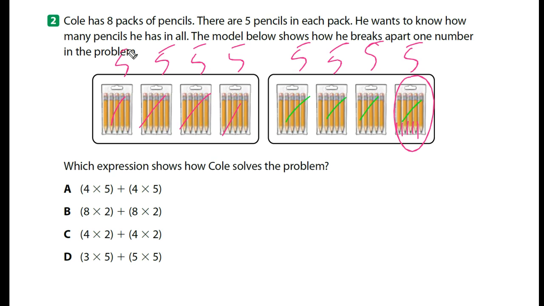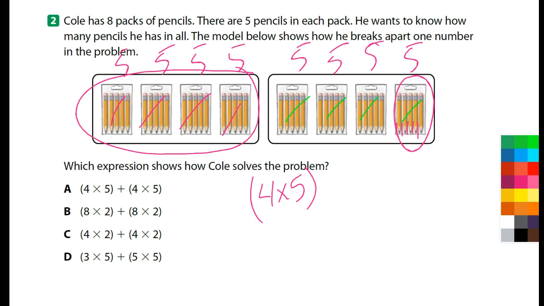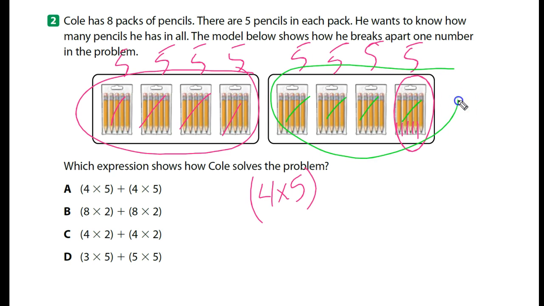So first, I need to make a multiplication equation for the first group right here. In the first group, how many groups do I have? 4. I have 4 of them. Times how many in each group again? 5. So that's my first one. Then I need to make a multiplication sentence for this one. Again, how many groups do I have? 4. How many in each group? 5. And we need to add those.